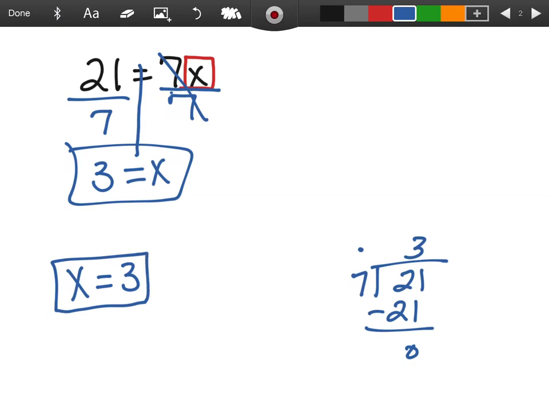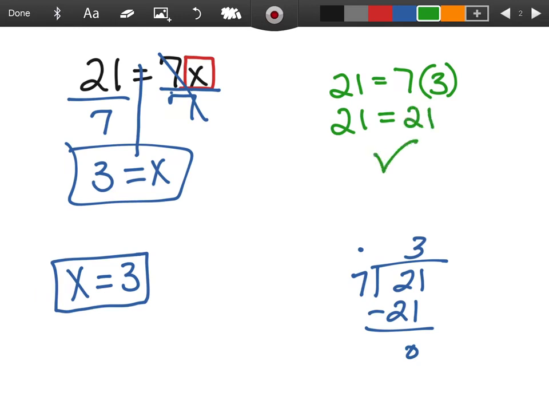If I wanted to go back and check my work, let's change colors. It would be 21 equals 7 times 3. So 21, does 21 equal 21? Sure does, so I am good to go.